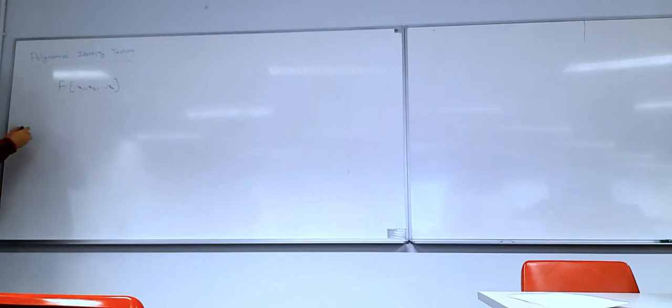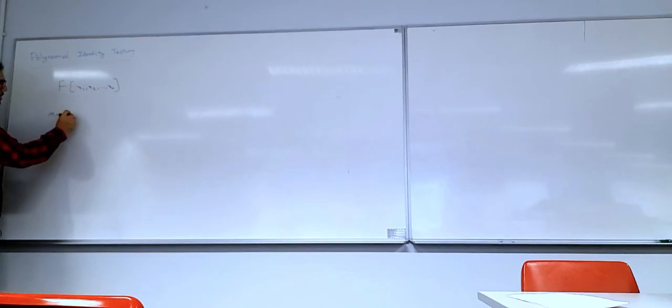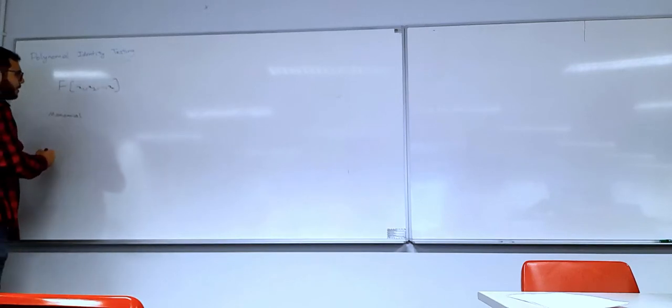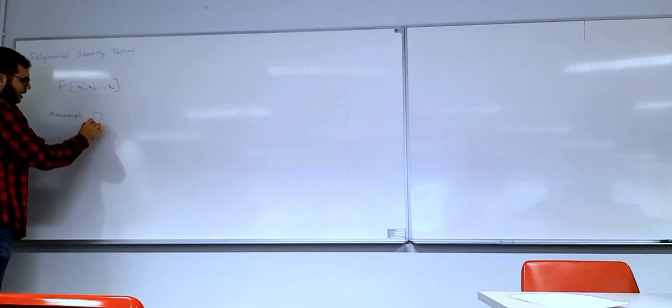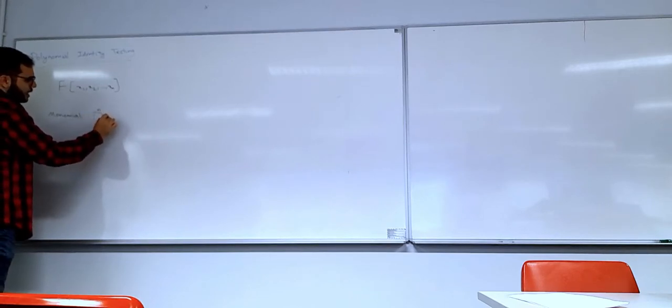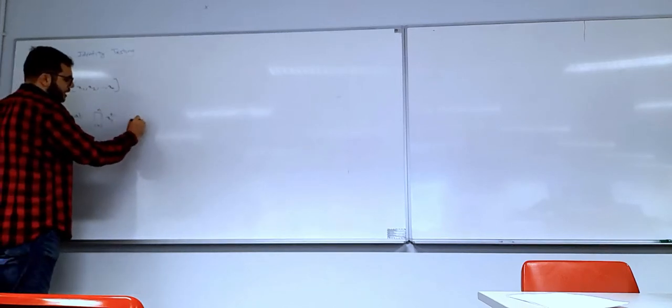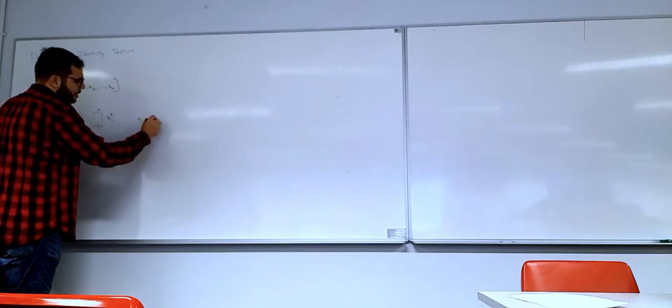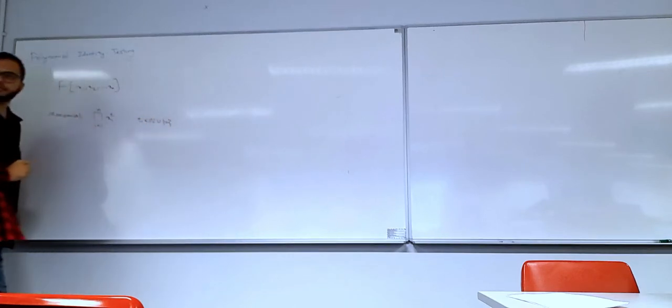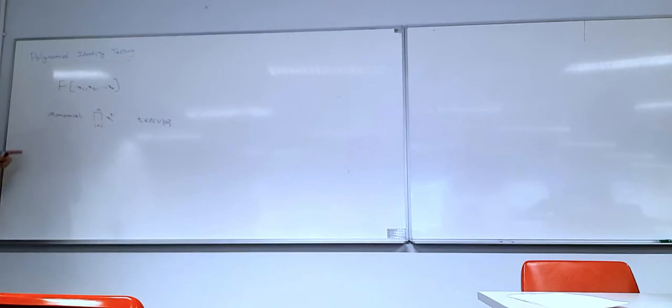Okay, so to be more specific, let me just give you some definitions. So I have a concept of a monomial, and a monomial is just some multiplication of my variables. Okay, so my monomial is just the product over i from 1 to n of xi to some power, let's call it ti. And ti is a natural number, or it can also be 0. Okay, so this is what I call a monomial. So any multiplication of my variables is a monomial.